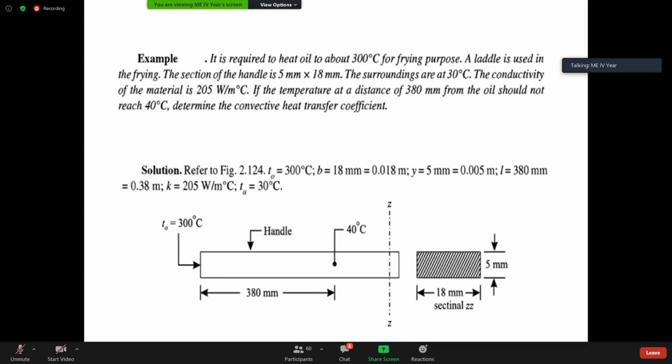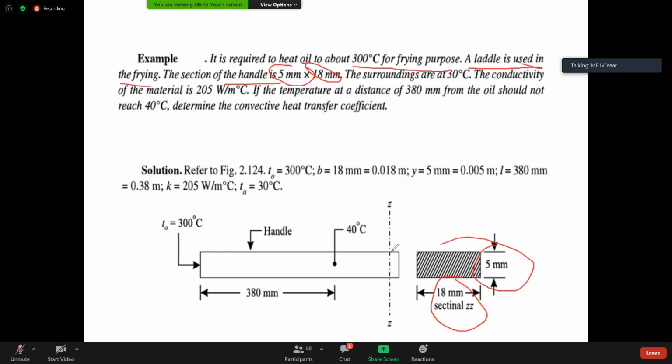If you see this problem, it is required to heat oil to about 300 degrees centigrade for frying purposes. A ladle is used in the frying. The section of the handle is 5 mm and 18 mm. This is the size he has given, right? This size, this is 18 and this one is 5 mm.